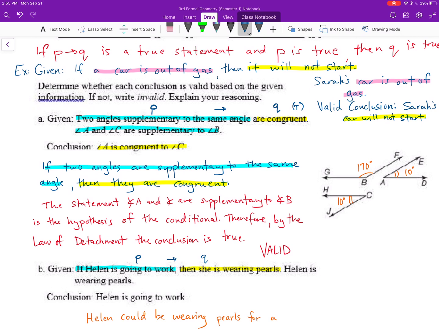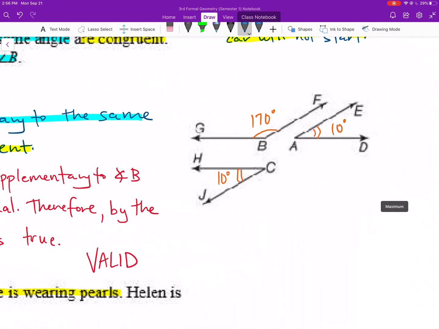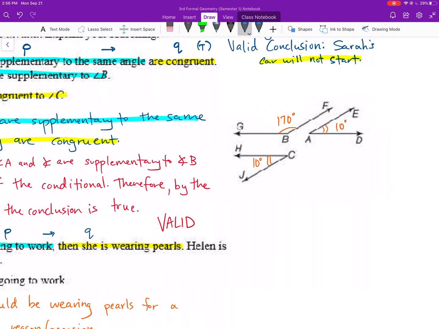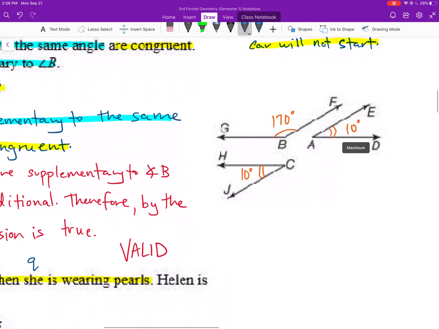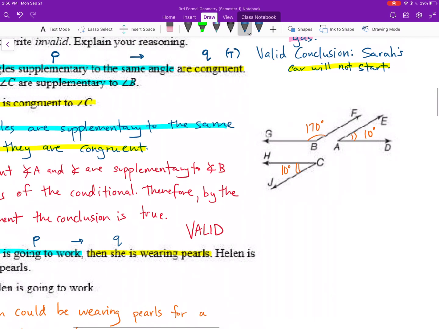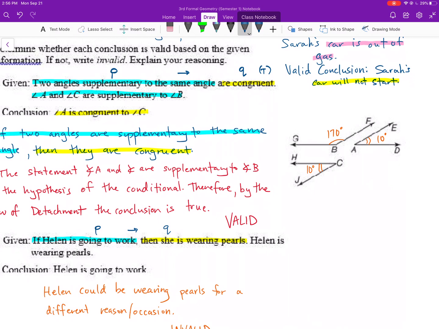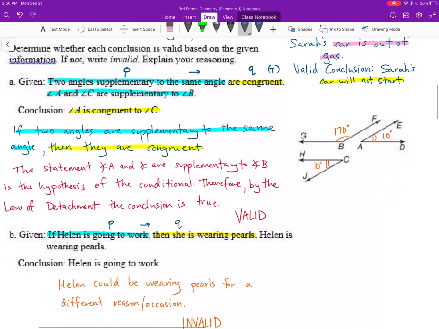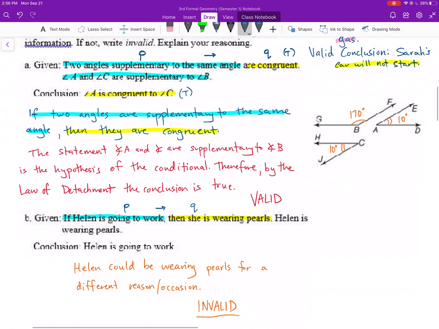And it's telling me that angle A and angle C are supplementary to angle B. It helps when I have a picture here. If I have angle A and I say angle A is 10 degrees, I can conclude that angle B is 170 degrees because they are supplementary. And therefore, because angle C is also supplementary to angle B, I can say that angle C is also 10 degrees. Because they are both supplementary to angle B, I can conclude that angle A is congruent to angle C. They both end up being 10 degrees in this example.